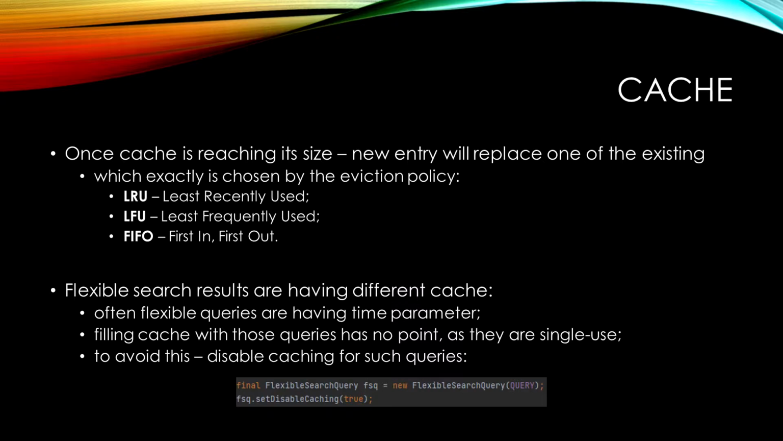For the flexible search results, there is a separate cache region. Sometimes you can have a unique query, like a query with the current time, and you don't want such queries filling your cache. To achieve this, disable caching for this query inside the flexible search query object.